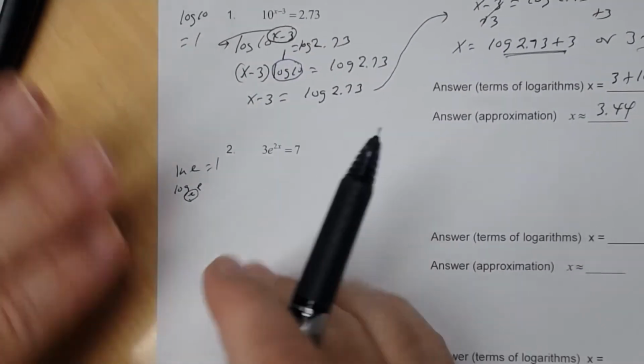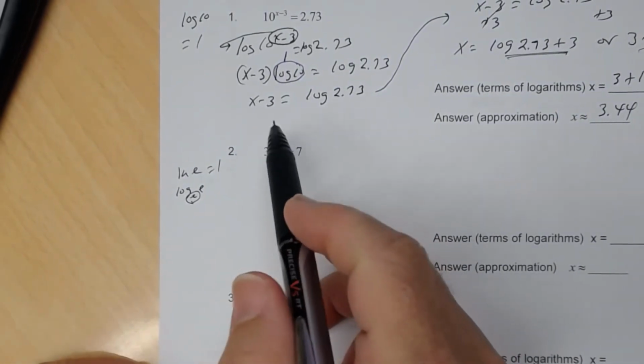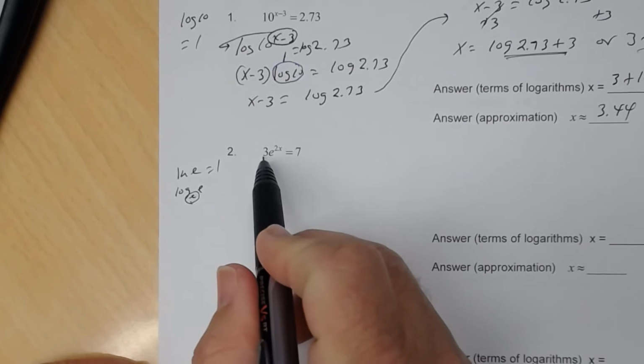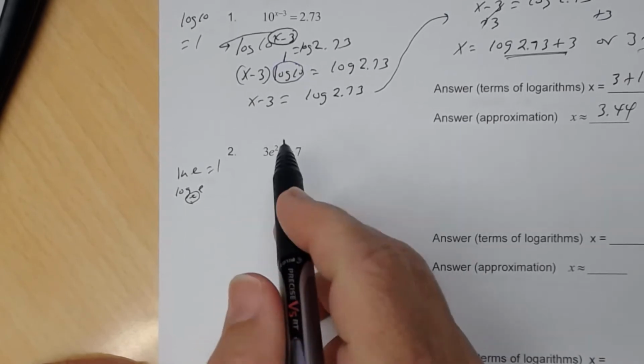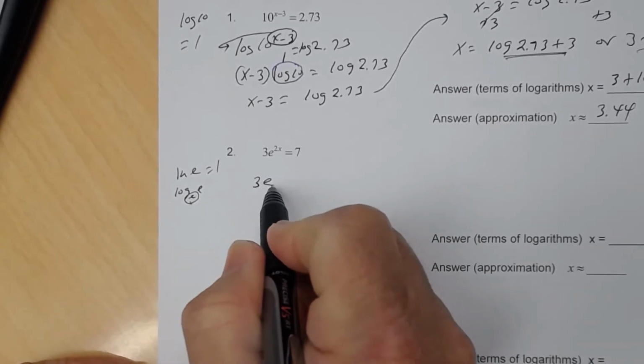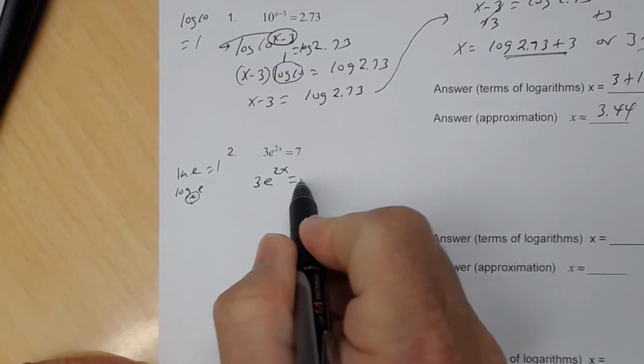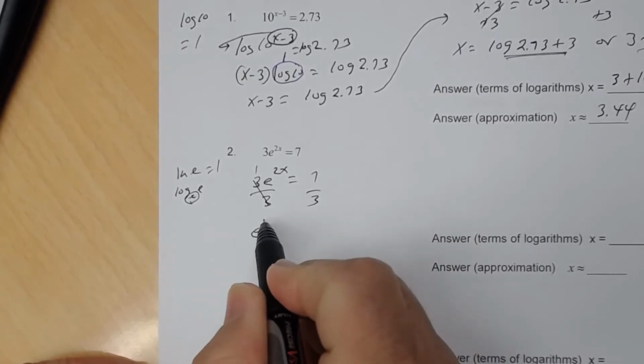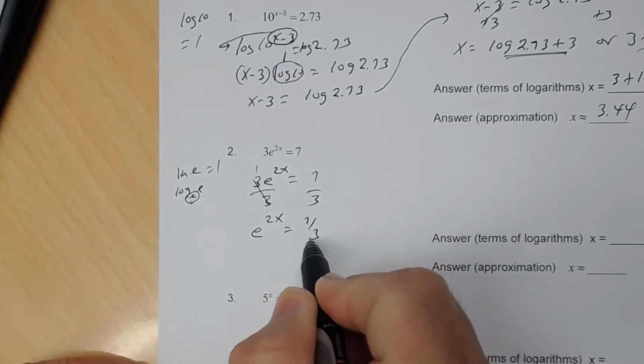Okay, now over here, number 2. To do number 2, before you can take the natural log of both sides, you have to make sure that this coefficient right here is 1. So we have to divide both sides by 3 first. So 3 times e to the 2x equals 7. So I divide by 3. The 3's divide out, so I get e to the 2x equals 7/3.